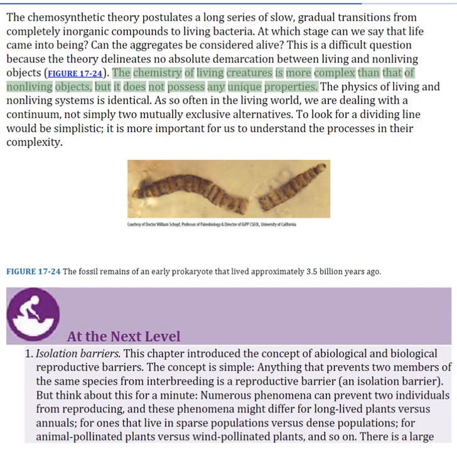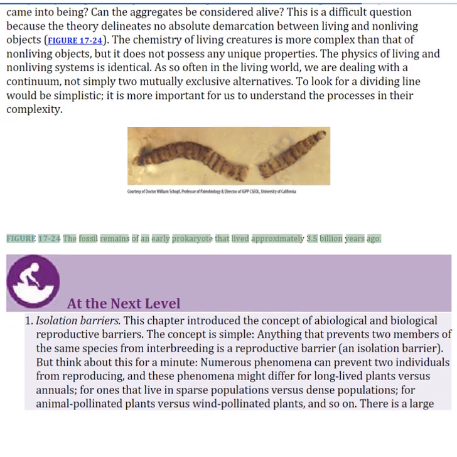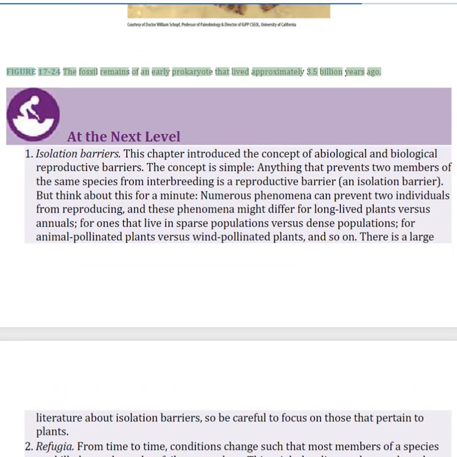The chemistry of living creatures is more complex than that of non-living objects, but it does not possess any unique properties. The physics of living and non-living systems is identical. As so often in the living world, we are dealing with a continuum, not simply 2 mutually exclusive alternatives. To look for a dividing line would be simplistic. It is more important for us to understand the processes in their complexity. Figure 17.24 shows the fossil remains of an early prokaryote that lived approximately 3.5 billion years ago.